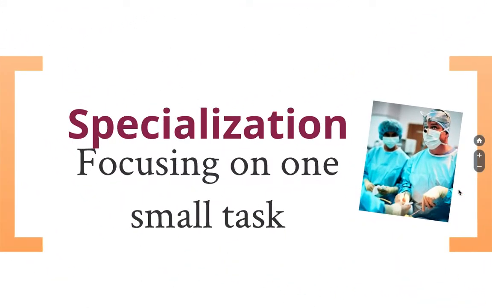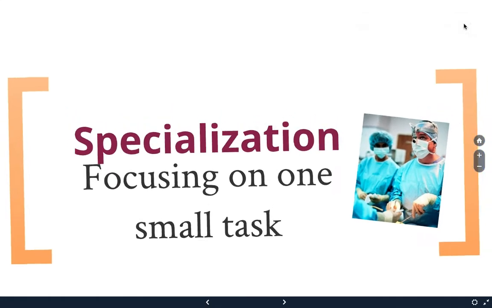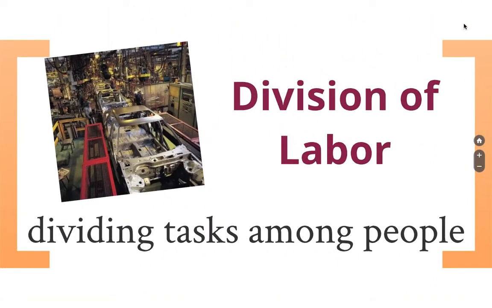Well, first you specialize. That means that you focus on one small task, like I teach only social studies. I would be an awful math teacher because I don't teach math. Division of labor is dividing tasks among people. So like at our school, you have people that teach social studies, people that teach math, people that teach science, to try and get the best possible education for each student.